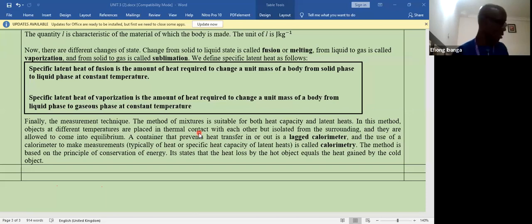So when there is flow of heat from one object to another, we say the two bodies are in thermal contact. But these two objects must be isolated from the rest of the surrounding, okay? And they are allowed to come to equilibrium. That is, they are allowed to come to the same temperature. A container that prevents heat transfer in or out of it is a lagged calorimeter.